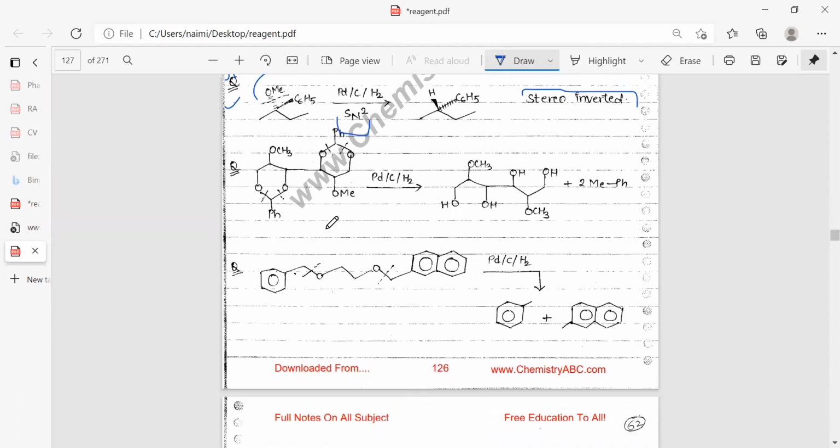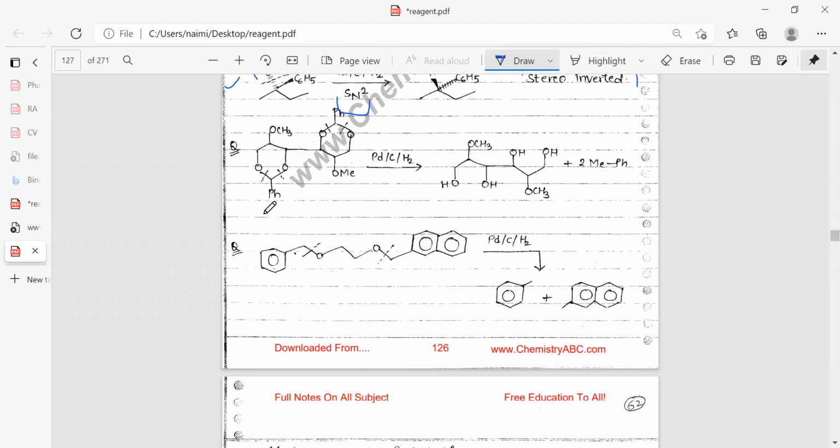Similarly, you can see here this is the two-cyclic heterocyclic ring, and if you add palladium carbon and hydrogen, then what takes place? This bond, the CO bond, will be cleaved, forming the OH. This is the OH, this is another OH, and this is another OH. Similarly, you can see another group will remain, meaning two toluene molecules will be deprotected.